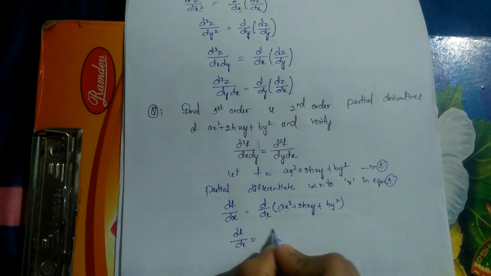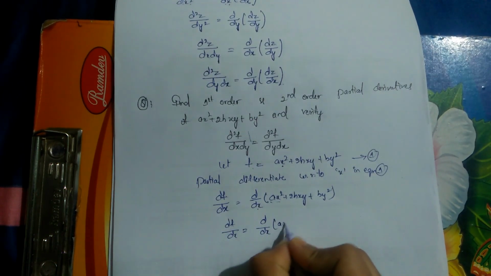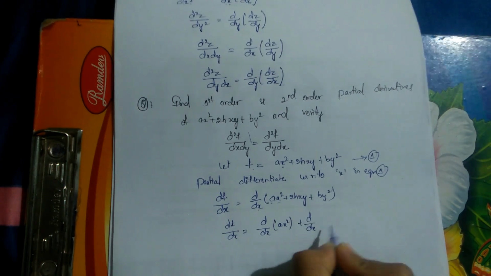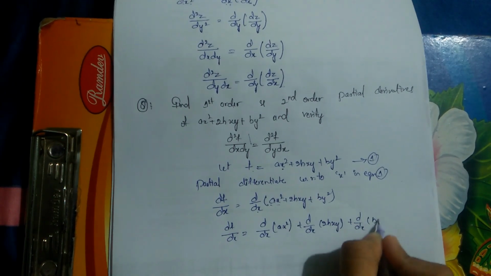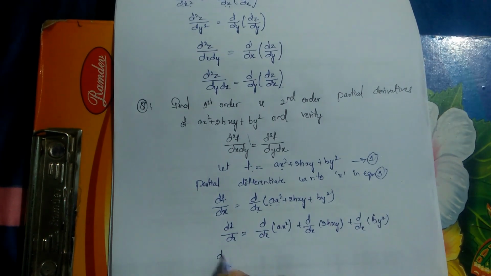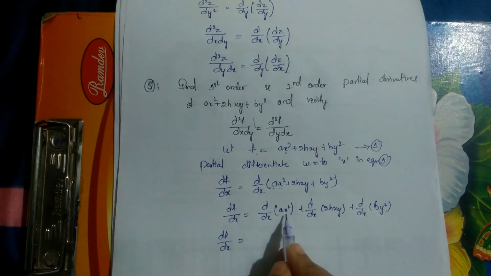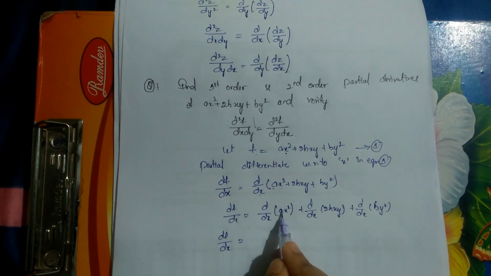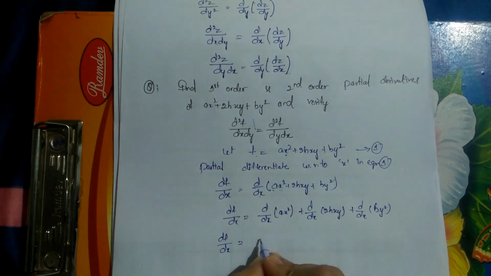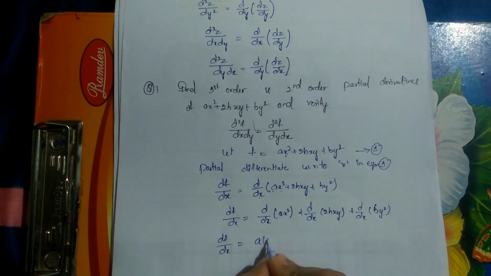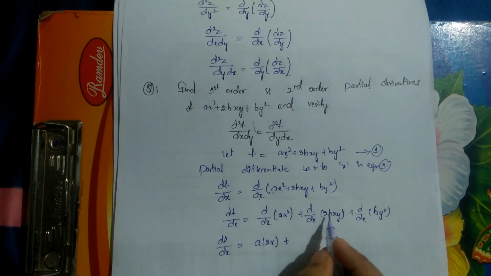For better understanding, each term is differentiated with respect to x, so write dou by dou x of ax square plus dou by dou x of 2hxy plus dou by dou x of by square. So now dou f by dou x is equal to, here x square is differentiated with respect to x. a is a constant. So differentiation of x square is 2x, so a into 2x, plus dou by dou x of 2hxy.